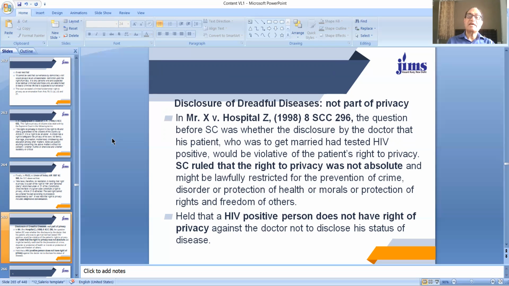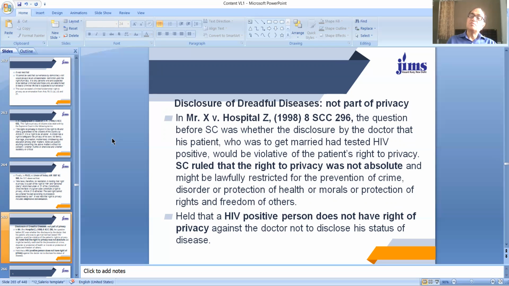The leading case is Mr. X versus Hospital Z. The question before the Supreme Court was whether the disclosure by the doctor that his patient who was to get married had tested HIV positive would be violative of the patient's right to privacy. The Supreme Court said no. The Supreme Court ruled that the right to privacy was not absolute and might be lawfully restricted for prevention of crime, disorder, protection of health or morals, or protection of the rights and freedoms of others also.